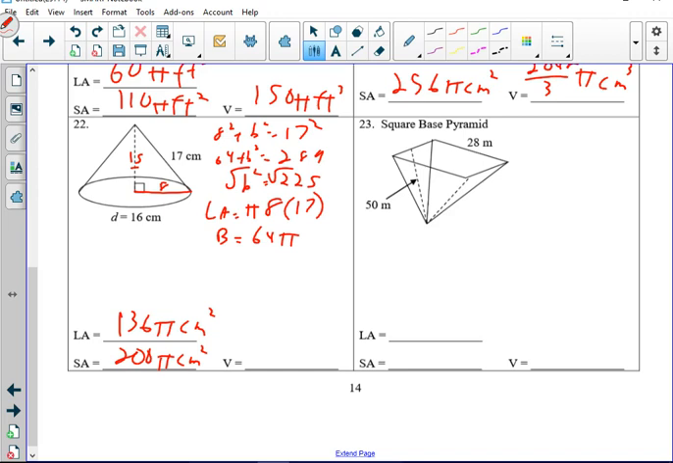And volume is the area of the base times the height divided by 3. So that's 64 pi, area of the base, times the height divided by 3. That works out to be 320 pi cubic centimeters.